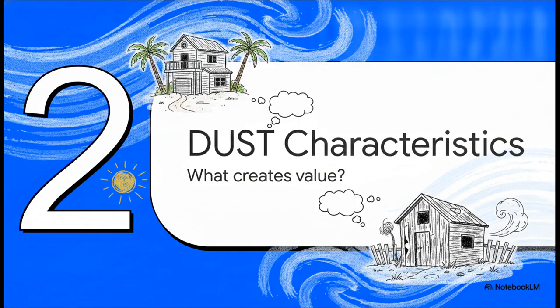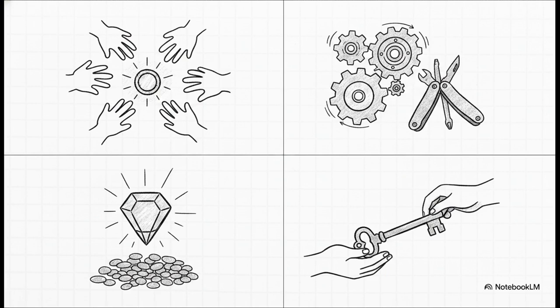Section 2. The DUST characteristics. What creates value? So, if value is what a property should sell for, what actually creates that value? Why is a beachfront mansion worth so much more than a tiny shack in the middle of nowhere? Well, it comes down to a brilliant little acronym, DUST. For any property to have value, all 4 of these absolutely must be present.